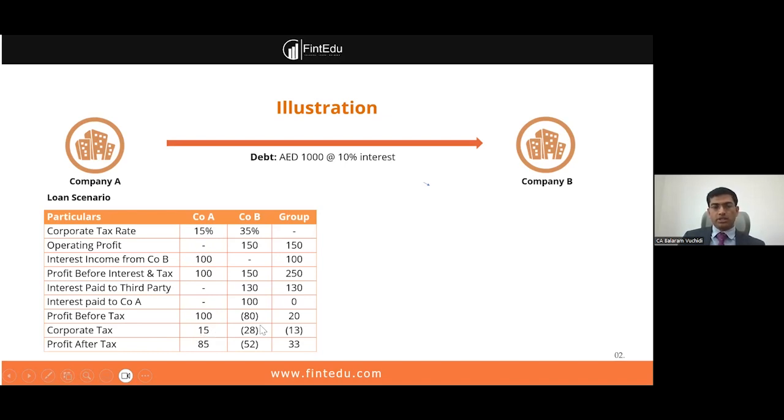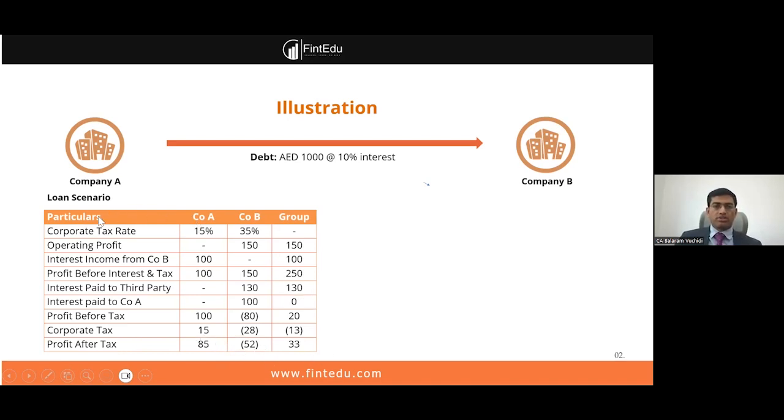And in company B, since we have a loss of 80 dirhams and the corporate tax rate is 35%, we can say that 28 dirhams is your loss that can be adjusted, a tax amount that you can get as an adjustable amount. So the net impact at group level is 13 dirhams. So profit after tax now, if you see, 100 minus 15 in company A is going to be 85. In company B, it is going to be 52.